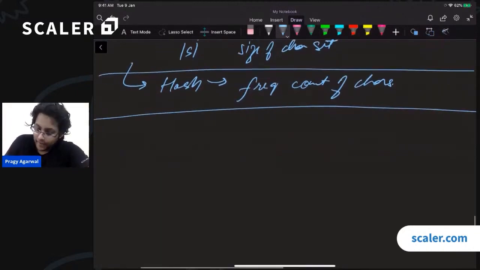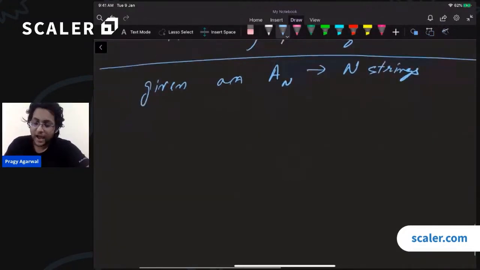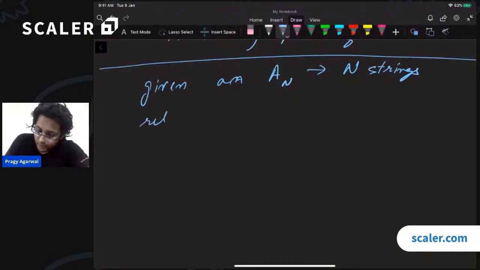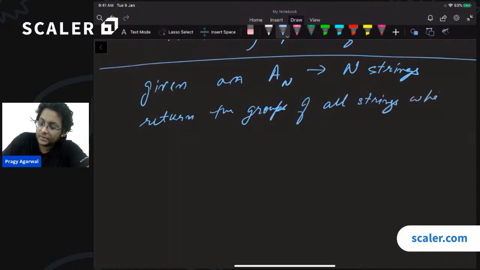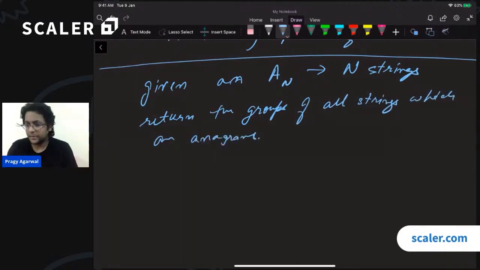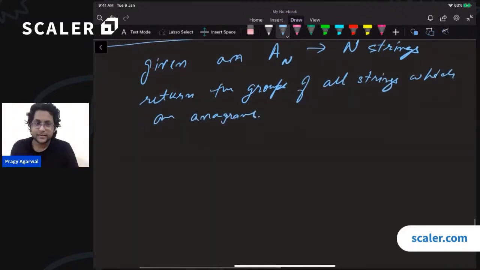So suppose that we have been given an array A of size n, and this array consists of n strings. We have to return the groups of all strings which are anagrams. This is a very simple question again. So let us quickly understand the question.